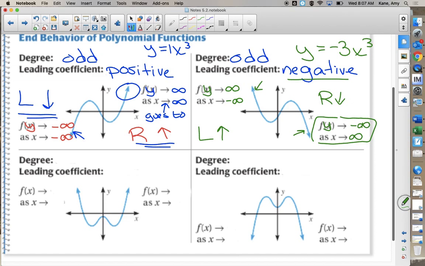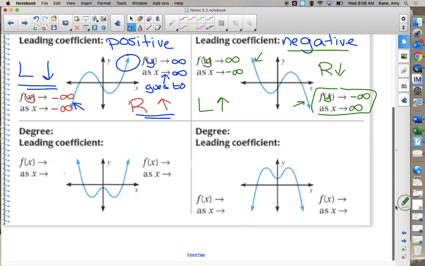So by looking at an equation, if it has an odd power, I have one of these two cases. Part of your homework tonight is just looking at the equation and saying it's going up or down on the left or the right. The other two cases are when the power is even, because again, we only have two types of numbers. It's either even or odd. And the leading coefficient being positive versus negative.